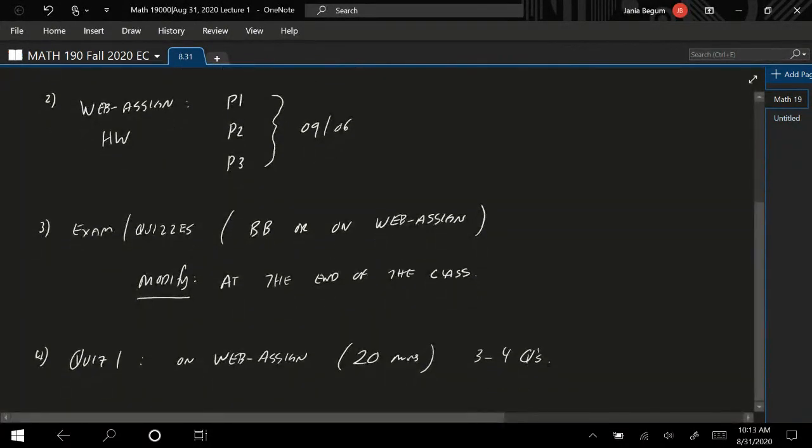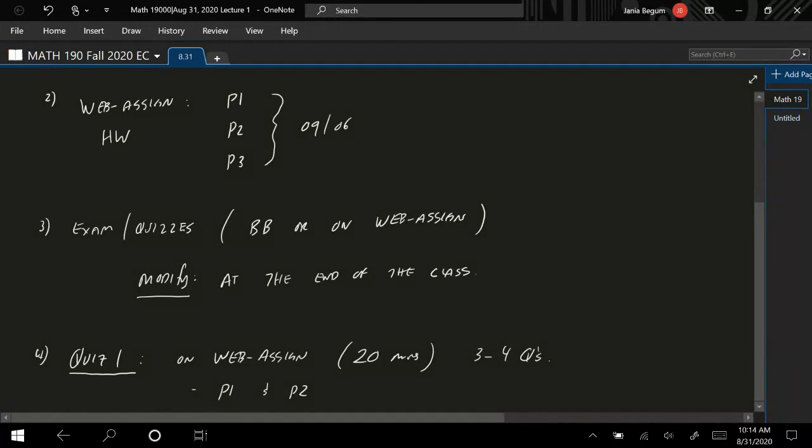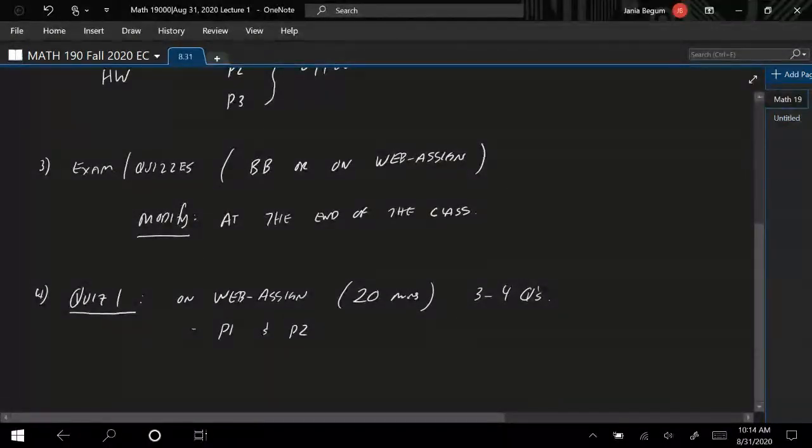And this quiz will have sections P1 and P2. So that's all you have to know about what's coming up for Thursday. Now, because it's at the end of the class, we'll finish class around, let's say, 11:20-ish. So that way you have 20 minutes to finish the quiz. So this will start at 11:20.